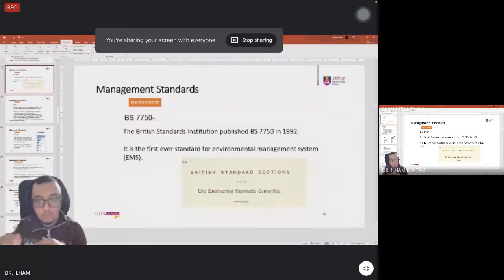which is the BS 7750, which is in 1992. I think before that pun ada dah sebenarnya, tapi for the sake of discussion in terms of energy efficiency, it is the earliest recorded document was British Standard Institution.